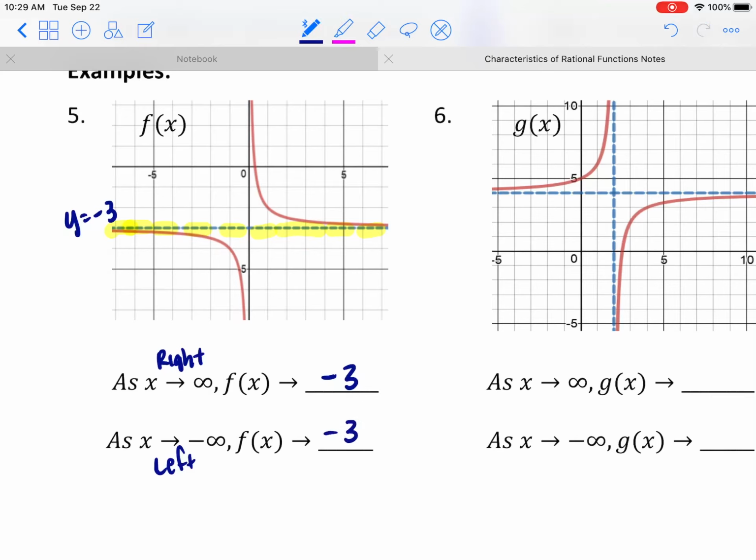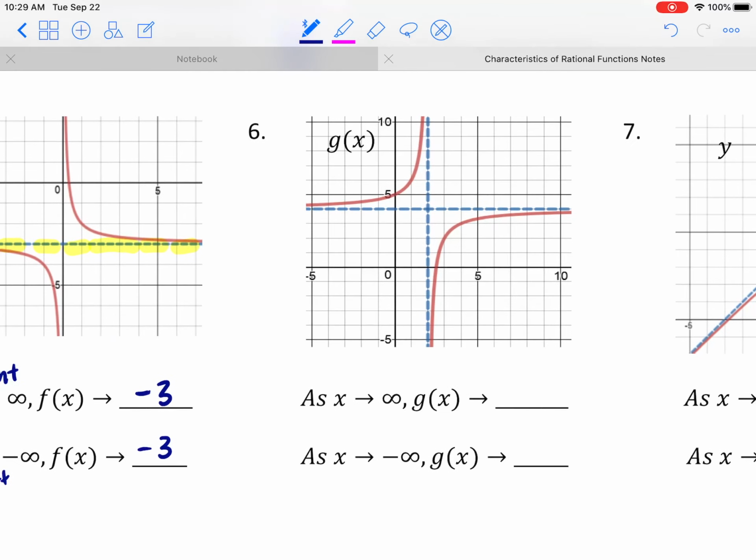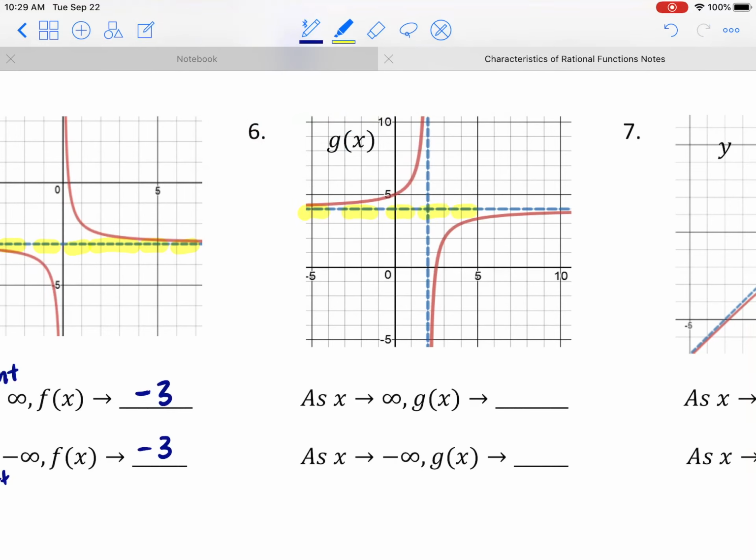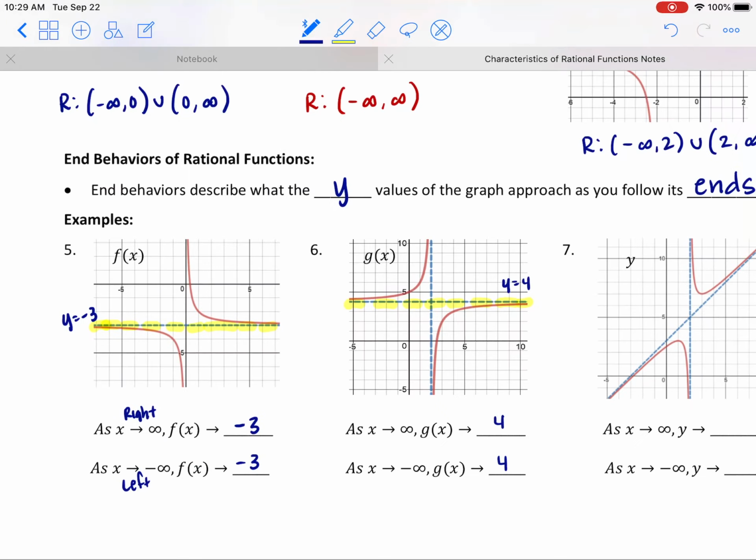Okay, so both ends are approaching -3, and really every time you have a horizontal asymptote in your graph, your ends should be approaching that horizontal asymptote. The same thing is happening here. I've got this end approaching the asymptote, and this end approaching the asymptote. The horizontal asymptote is at y equals 4, so both ends have y values that are approaching 4.